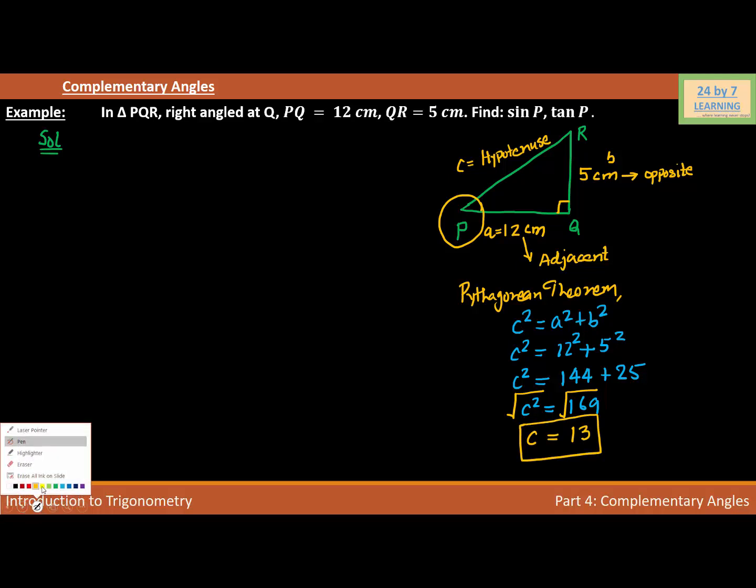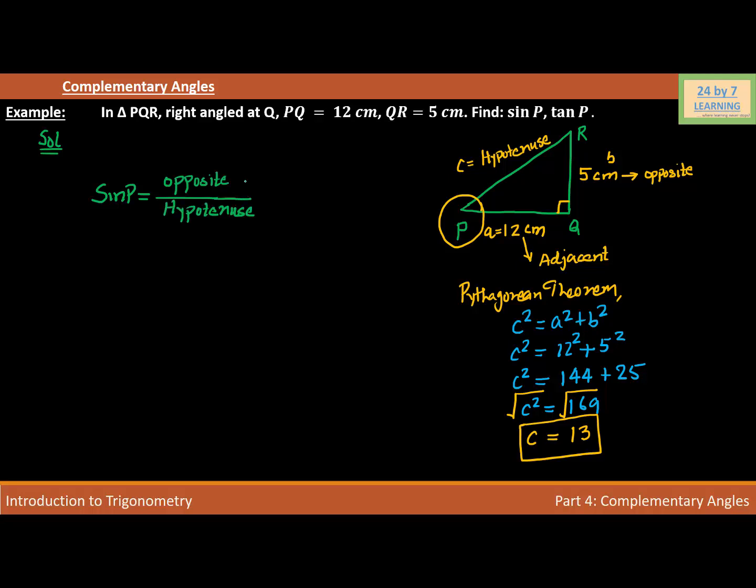Now let's find the value of sine P and tangent P. So I will write sine P is equal to, sine is basically opposite over hypotenuse. So my opposite is QR. So I will write sine P is QR over PR because my hypotenuse is PR. And we know that QR is 5 and my hypotenuse is C, which is 13. So I will write sine P is equal to 5 over 13.